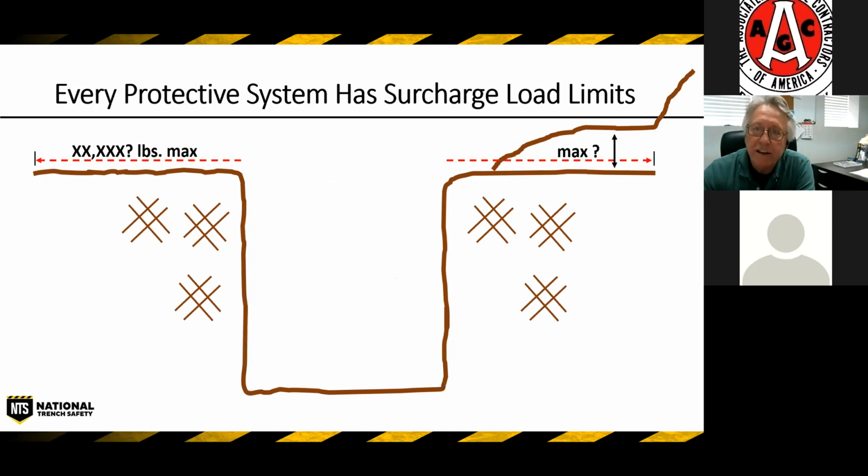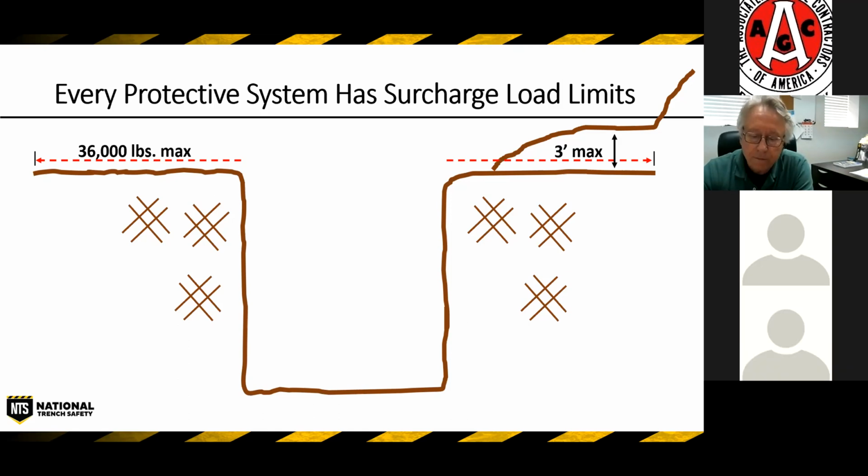Now, every protective system that we use has a surcharge load limit, and that's going to be found in manufacturer's tabulated data, or it could be obtained by contacting the manufacturer of the protective system to find out just exactly what the load limits are in the adjacent area. It's common to see a trench shield or a shoring system have a load limit of 36,000 pound surcharge load, and limits of a spoil pile to about 3 feet.